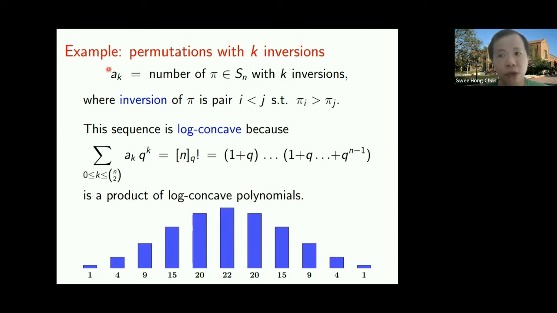Instead, what people usually do is that they first write a generating function for this sequence. This is also a formal power series. And when you look at this formal power series, you realize that, oh, what a coincidence! This power series is a product of polynomials, and the coefficients of each of these polynomials form a log-concave sequence. And it turns out that this property of coefficients forming a log-concave sequence is preserved under product of polynomials. And that is how we know that the original sequence is log-concave.